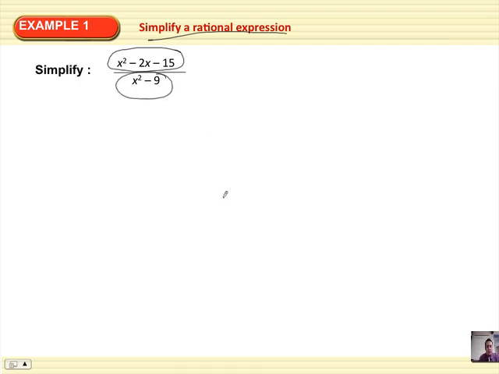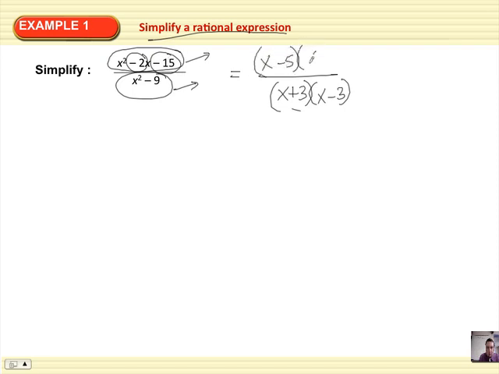Looks like it doesn't simplify, but if you look at the top, it factors. If you look at the bottom, it factors. So, let's do the bottom. It's a difference of squares. All that stuff you learned in chapter 5 applies now. So x plus 3, x minus 3, difference of squares. On the top, factors of negative 15 that add up to negative 2, 5 and 3. So x minus 5, x plus 3 make this.